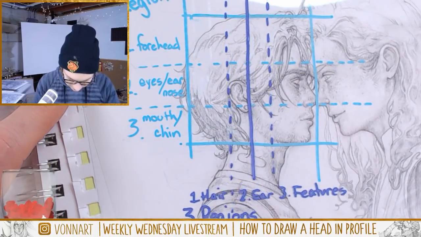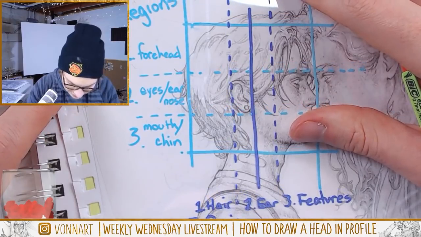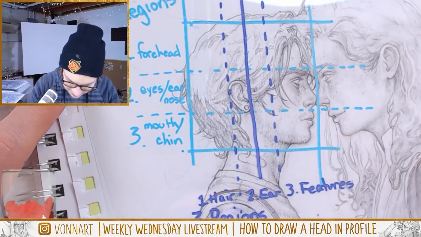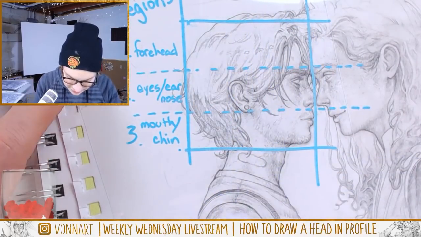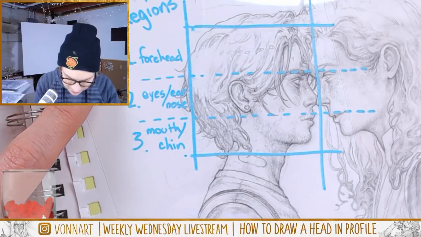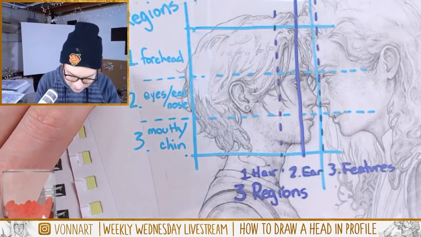Oops, I moved the whole drawing. This is the problem with Mylar sometimes. If you have multiple sheets on top of each other, they'll start to move. There we go. Okay, I gotta hold that one down.